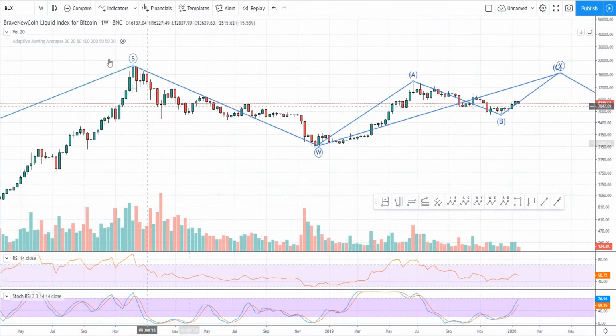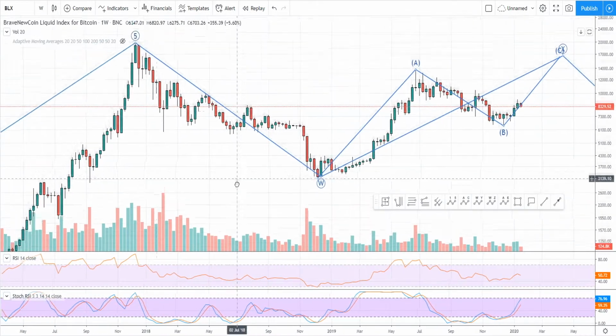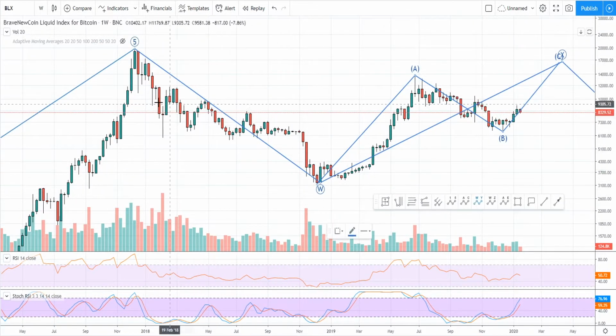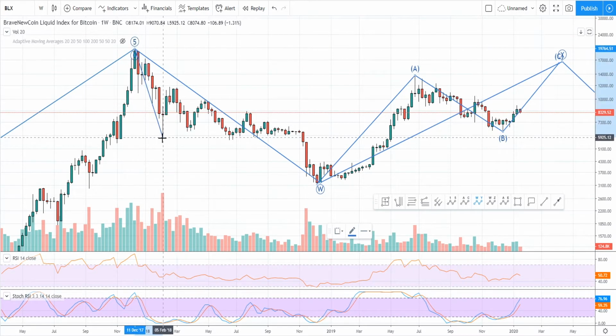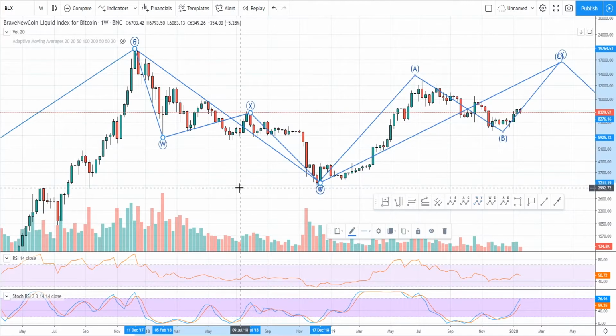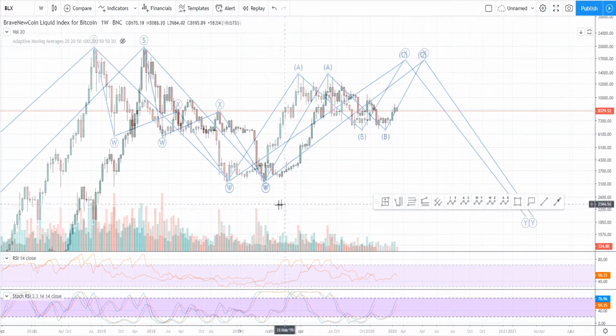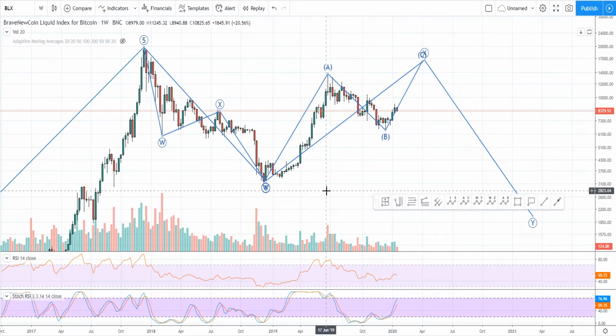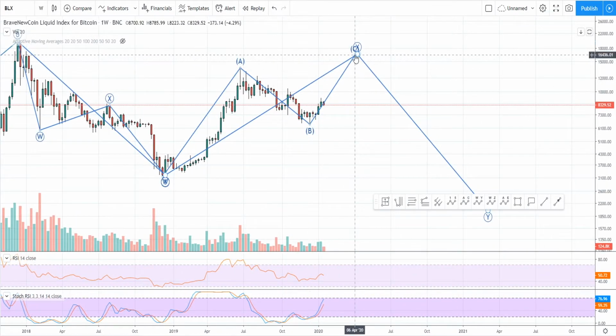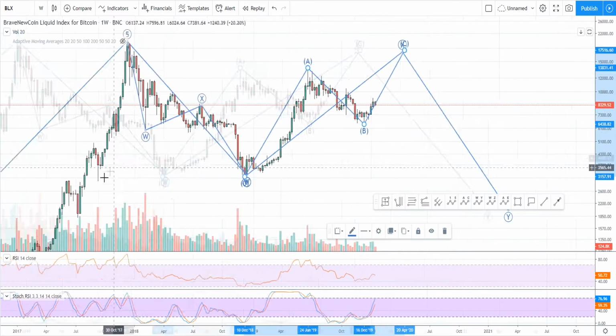So let me first label this. It's quite complex to label, but I think it's WXY. So something like W, then a triangle as wave X, which I think goes A, B, C, D, E, and then a Y wave as well. I think this is an ABC zigzag. And let me show you some things there.